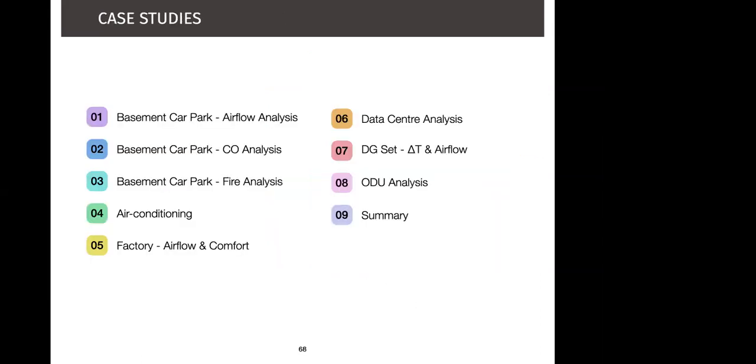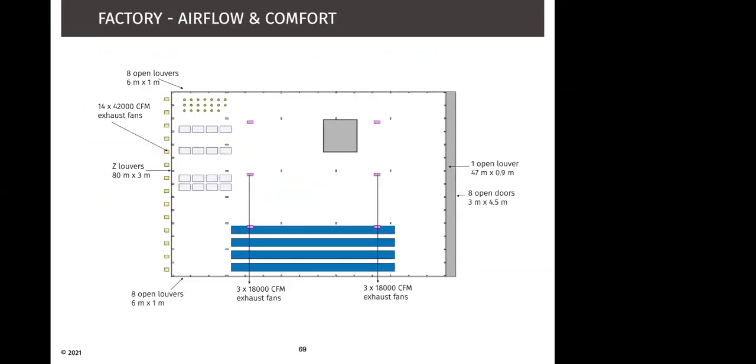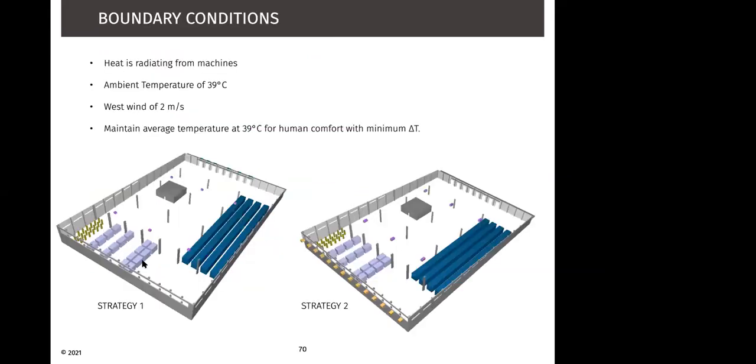The next case study is for a factory airflow and comfort analysis, where we have a factory with some equipment over here, which is radiating heat. There is a paint shop over here, which has 2 ovens, which are radiating heat. There are some fresh air openings provided on all 4 sides. There are some open doors on this side, some louvers provided on this side and this side.